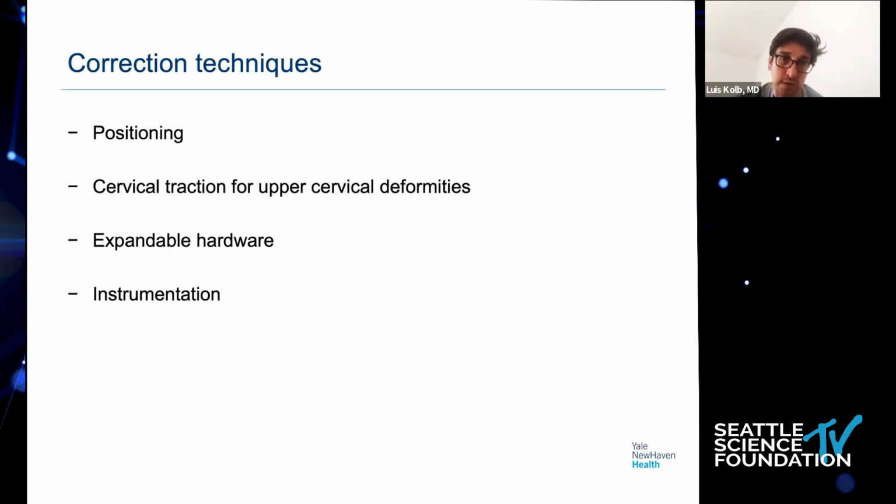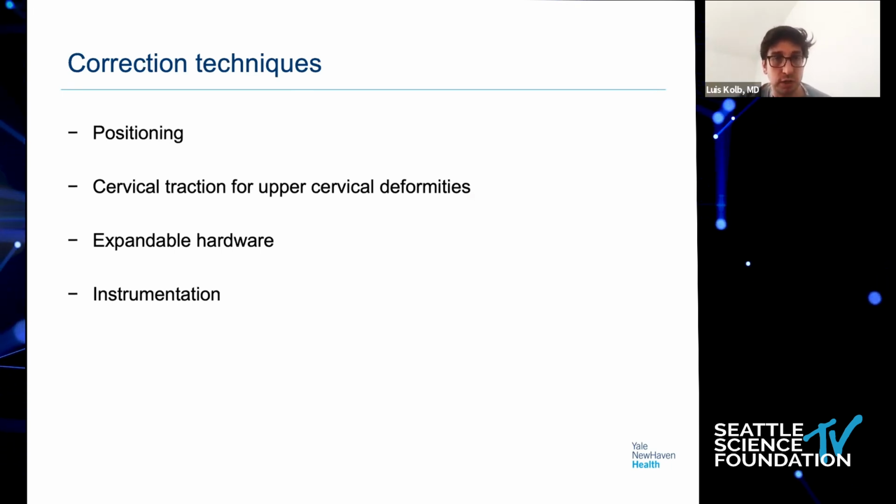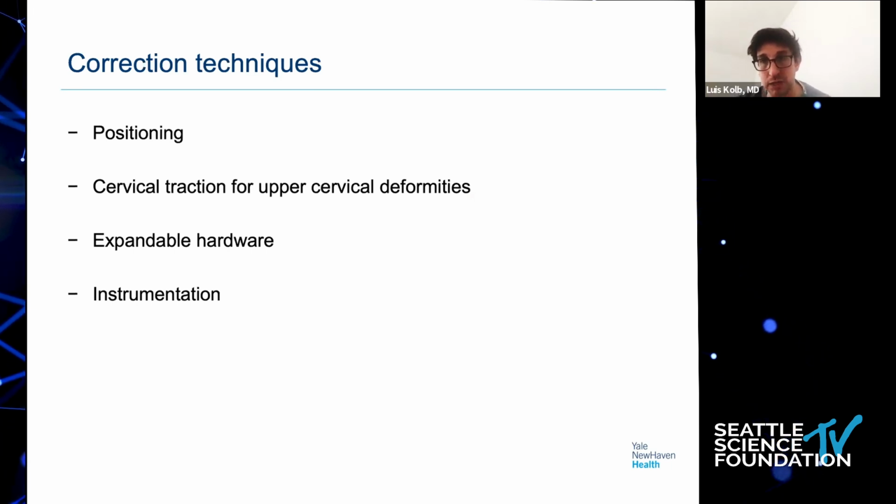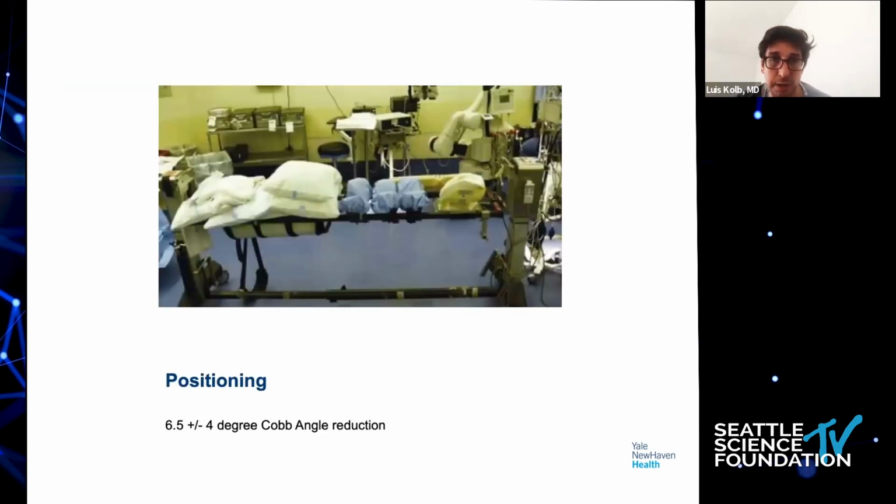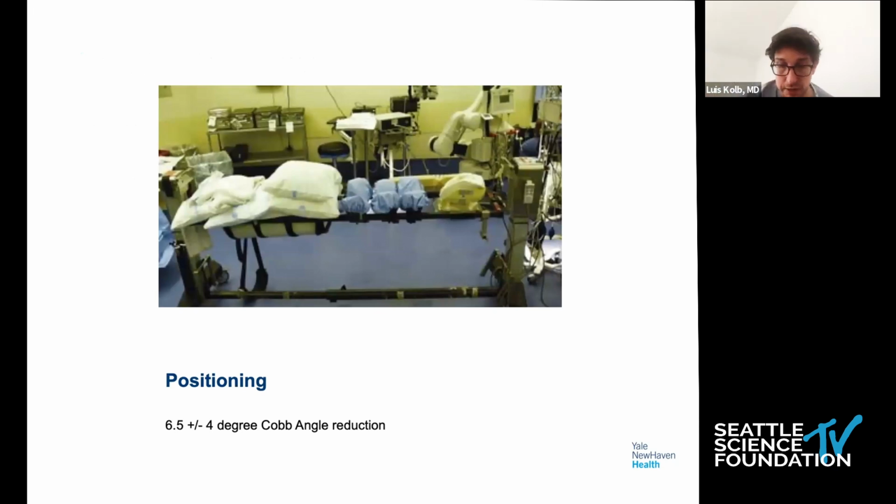In terms of correction maneuvers, there's really four key elements that we can use. One is positioning, one is cervical traction for upper cervical deformities, one is the expandable hardware, which we've seen a lot in the courses and the labs today, and of course, instrumentation. Just by positioning alone on the table, patients can actually reduce on average about 6.5 to 4 degrees. Placing of the hip pads, chest pads, arms, and so forth can have a significant impact on the alignment of the patient, because these are very flexible deformities, as we mentioned before.